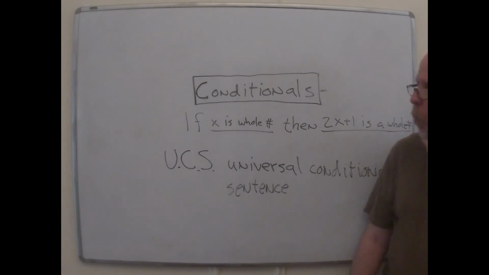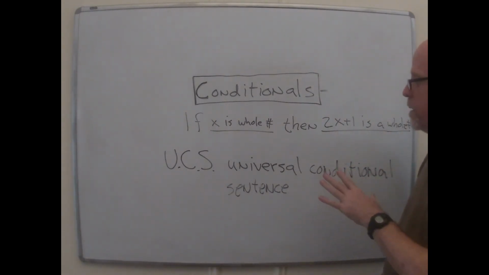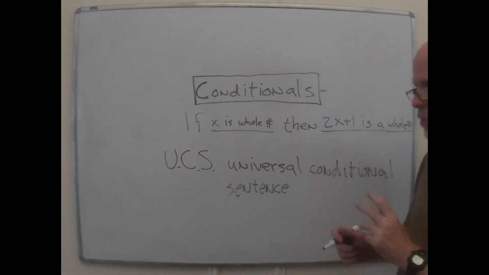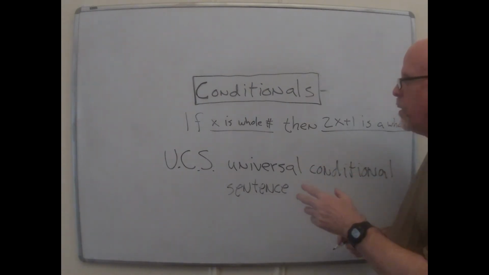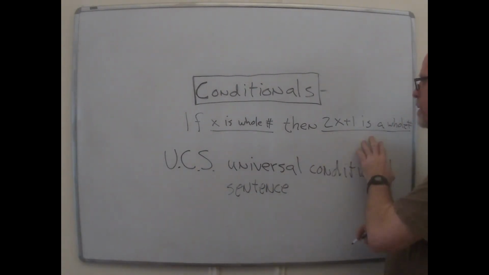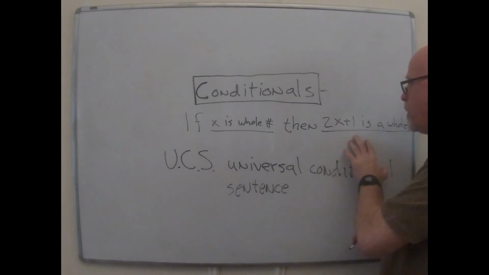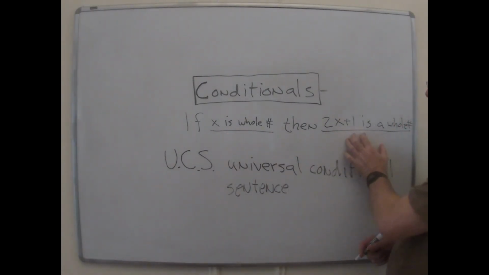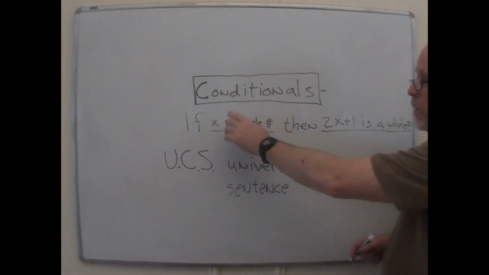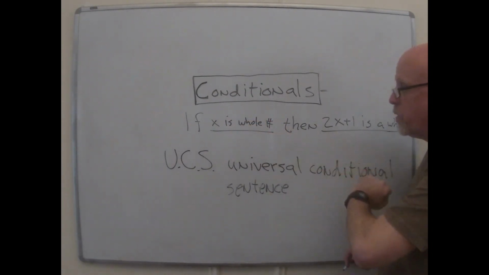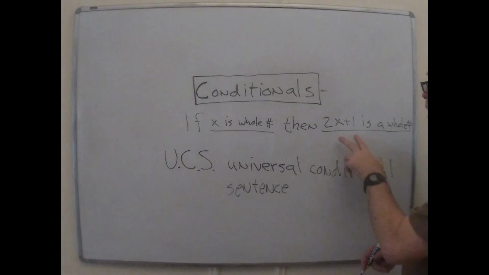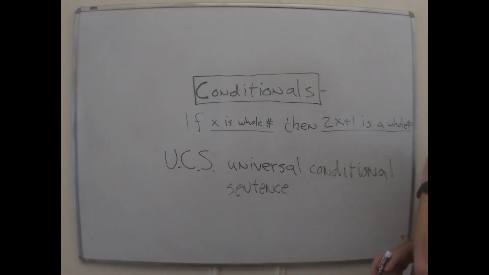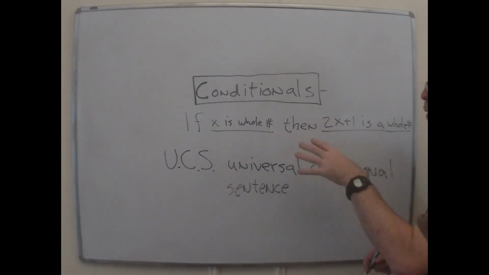One way to think about these conditional sentences is a sort of forcing idea. When you say if something then something else, the something being true forces the something else to be true. So if you've got an x that actually is a whole number, that is going to force its double plus 1 to be a whole number. So that's one way to think about it, is forcing.